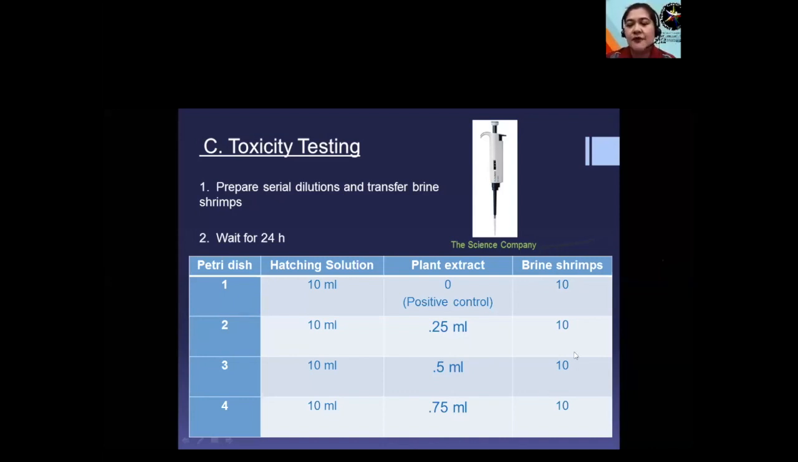Okay? And then pagka nagawa mo na yung serial dilutions mo, ibuhos mo na ngayon yung brine shrimp mo doon. So put 10 in each of those. And again, you wait for 24 hours. May I also stress pala that the brine shrimp would only live for 3 days. Kaya you should do your study in 3 days from the time na na-hatch ang inyong brine shrimp.